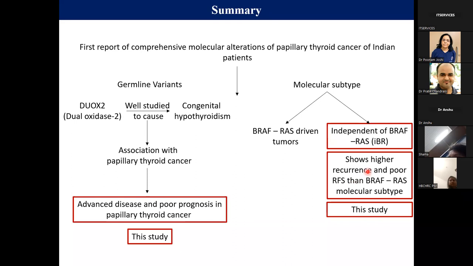So this is all about the thyroid genomics. I hope you have seen the basics of genomics and particularly its applications in thyroid study.